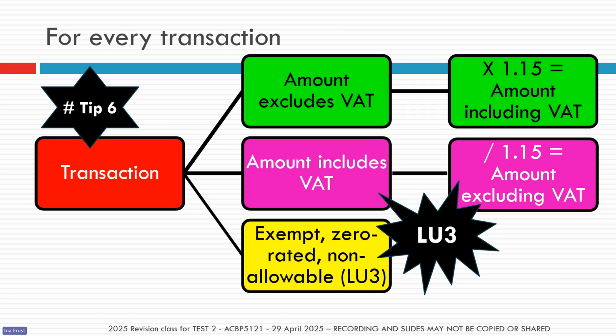So remember, at the start of the question, you've already asked yourself which inventory system is being used. And you've asked yourself, is it a markup or a gross margin? And now for every single transaction, you have to say to yourself, for this transaction, does the amount include VAT? Does the amount exclude VAT? Or is it one of those exempt, zero-rated, or non-allowable items? So this series of questions, you must ask yourself for every single transaction.